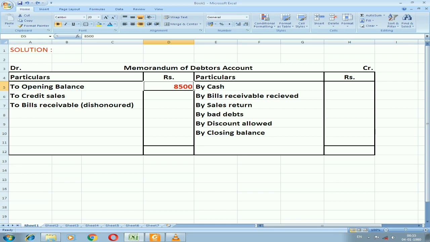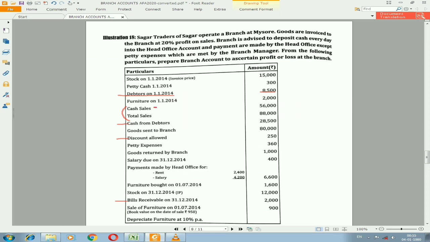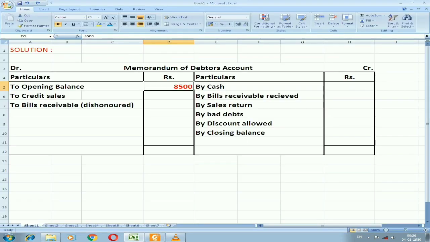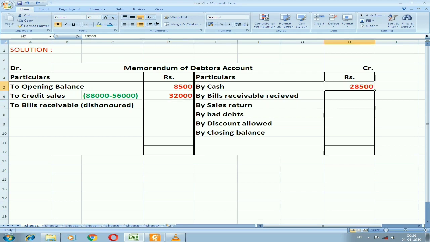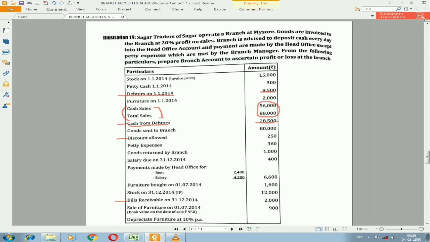Then we have in the illustration credit sales we are supposed to take, and here cash sales and total sales we have. From total sales we can minus cash sales, we'll get credit sales, that is 88,000 minus 56,000 will get 32,000. Then we have cash from debtors. So this is the amount collected from customers, 28,500. So that cash we have taken.